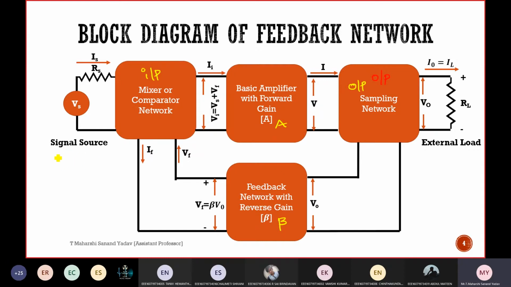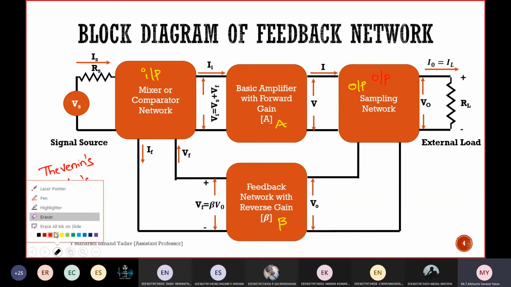How many types of networks are there generally? We have already seen. One is Thevenin's. Next one is Norton. Here, which one have I used? Thevenin's. Next, this is nothing but the external load network, RL. Now let us see in detail about this.